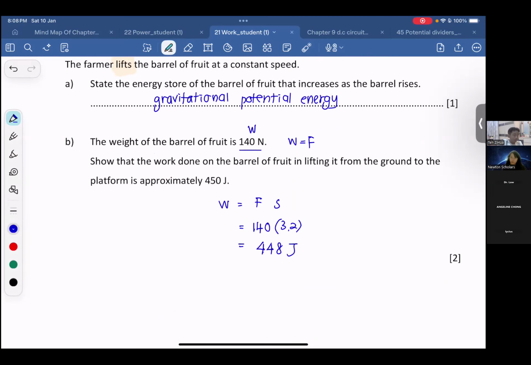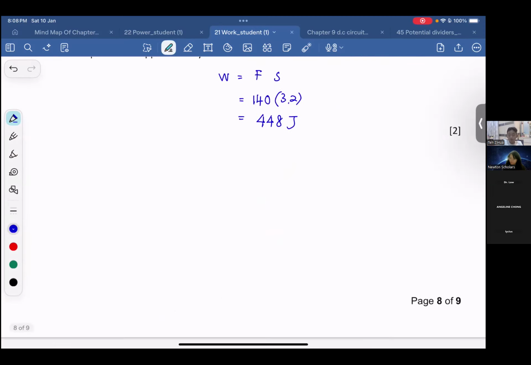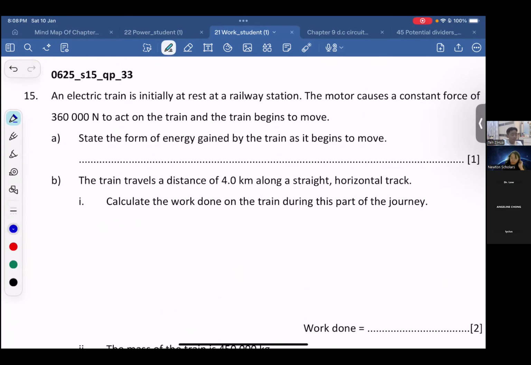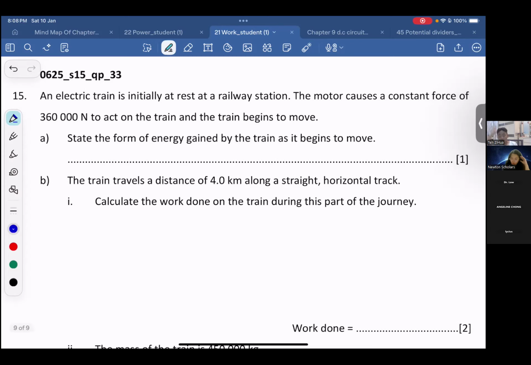Okay, so we proceed to page number 9. An electric train is initially at rest at a railway station. The motor causes a constant force of 360,000 Newton, so this is the force, to act on the train and the train begins to move. So it starts to move.